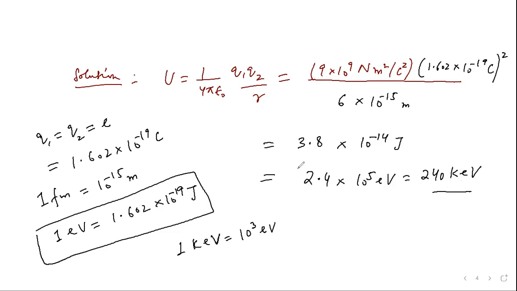So this way we solve these simple problems related to potential energy, and you must be noticing that the electric potential energy here is positive, because the nature of electrostatic force between the two protons in the nucleus is repulsive in nature, right?